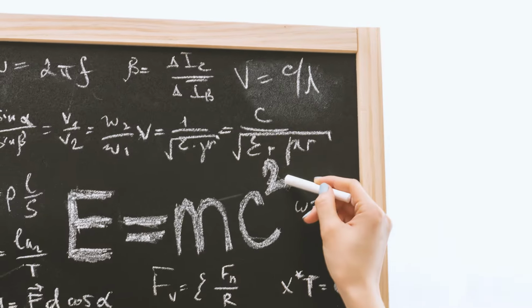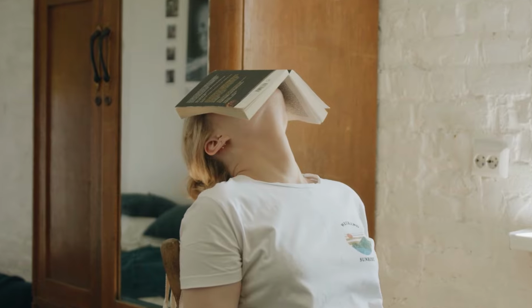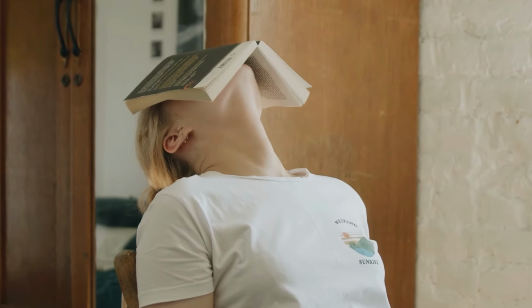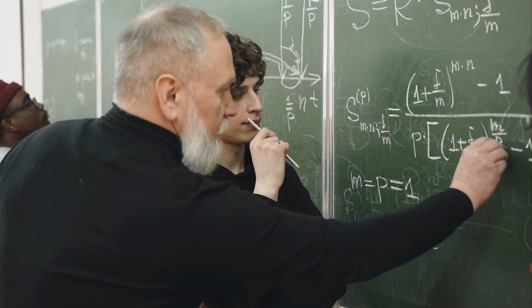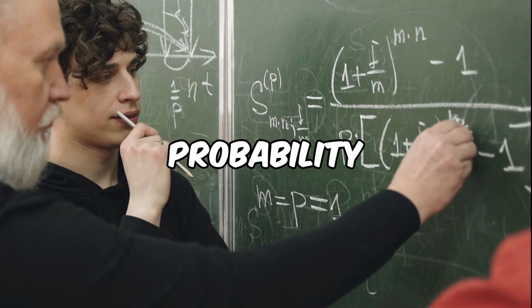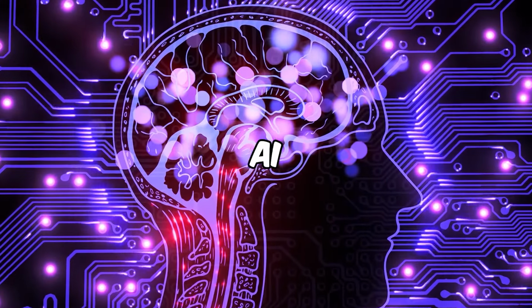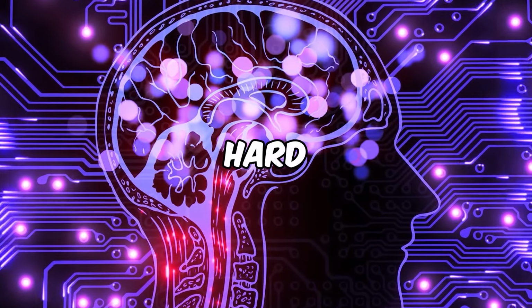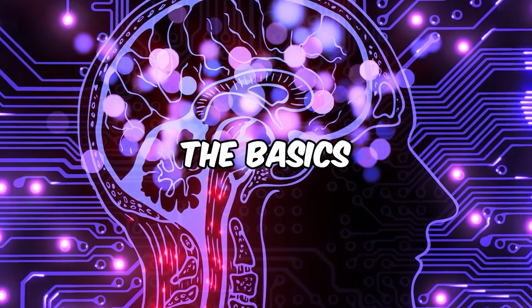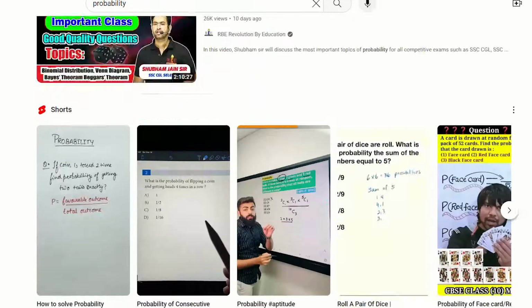Number 1. Learn basics of maths. Yes, I know. Some people who are watching this video will shut the video because they are afraid of maths. But you have to learn basics of maths like linear algebra, probability and statistics, and calculus. Mathematics is the backbone of AI algorithms. It will be hard. Give yourself 3 months to clear the basics. You will find plenty of channels that teach maths on YouTube.